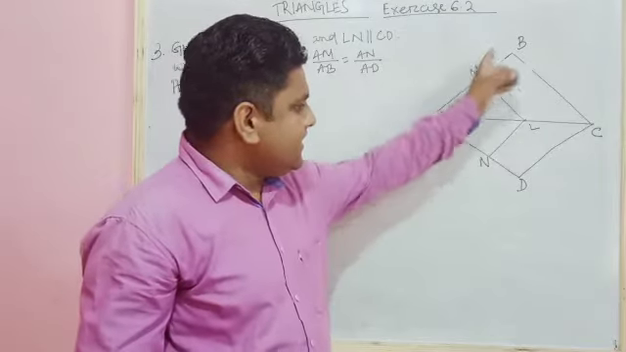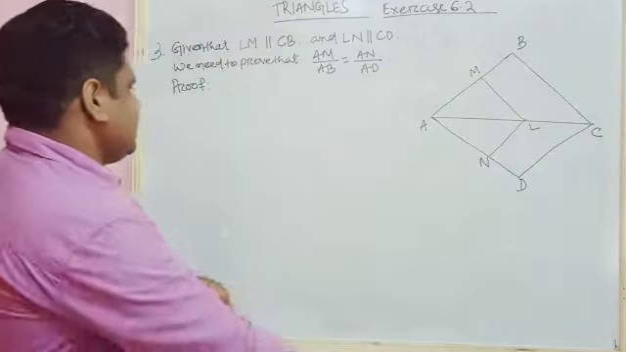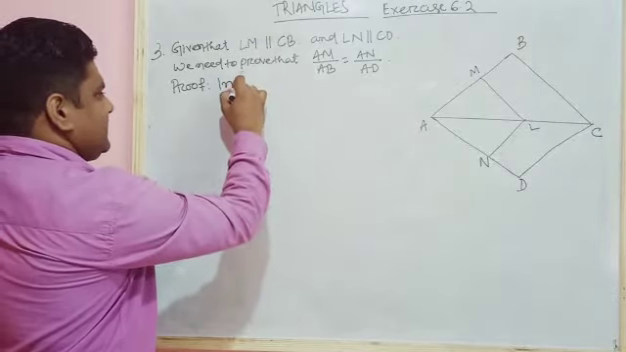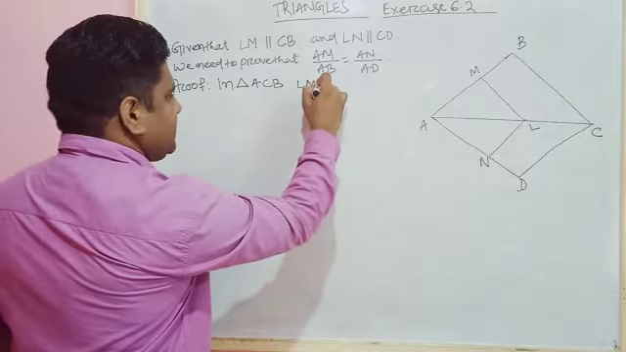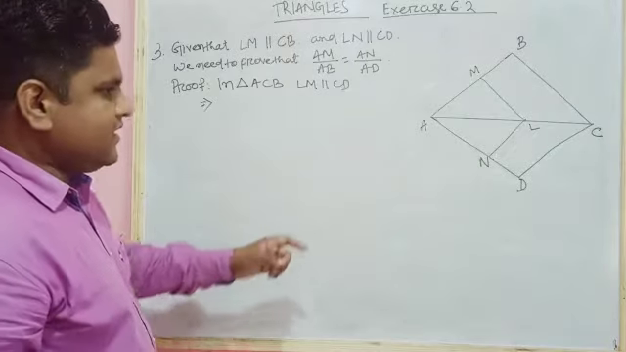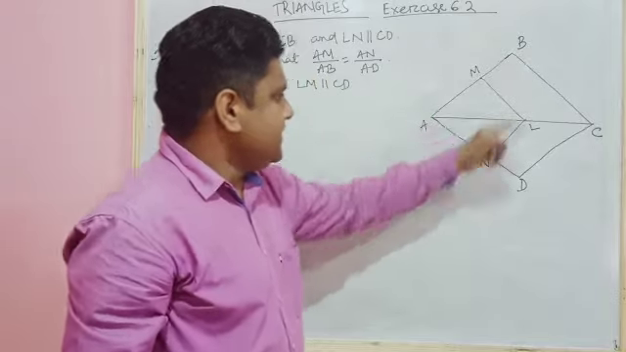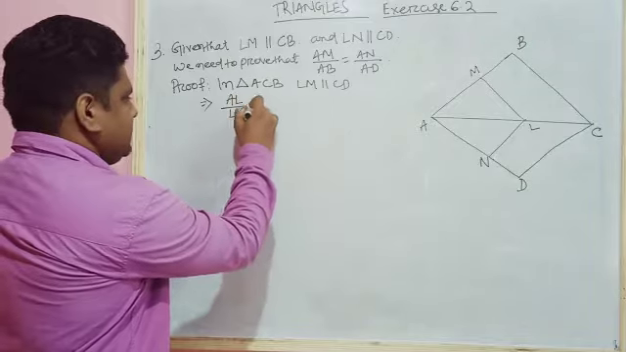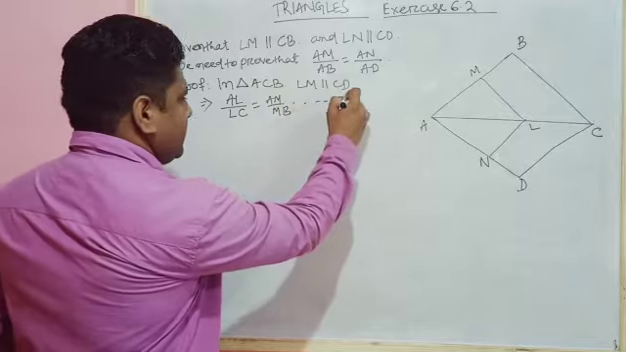So in triangle ABC, we can write LM is parallel to CB. Let's write this: in triangle ACB, LM is parallel to CB. So applying the basic proportionality theorem, we get AL by LC equals AM by MB. AL by LC is equal to AM by MB. Let it be equation 1.